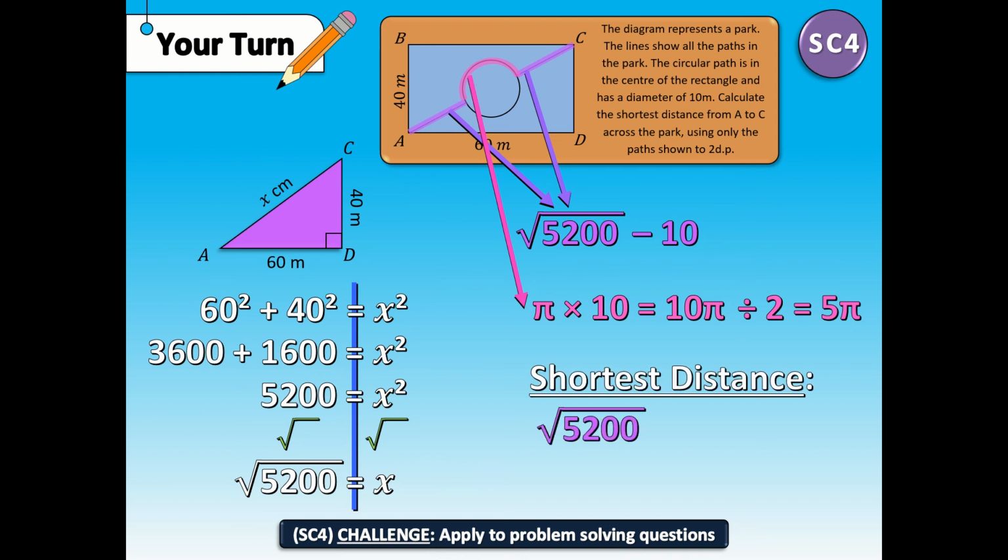So the shortest distance is the square root of 5,200, take away the diameter of 10 meters, plus the curved semicircle, which is 5 pi. And if we type that into the calculator, we should get 77.8 meters.